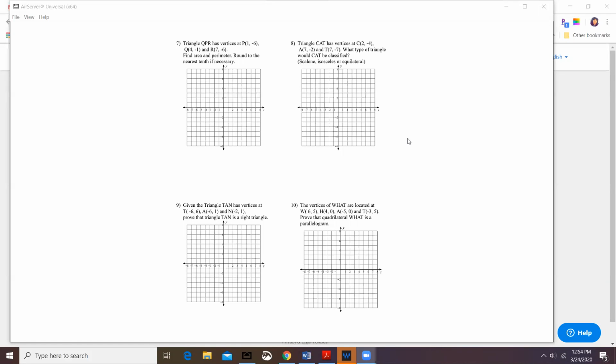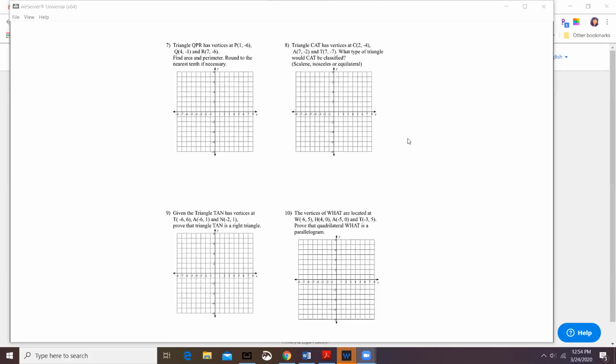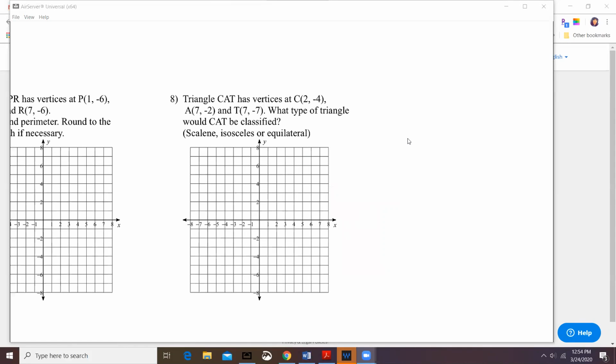Okay. So for number 8, we're going to go ahead and plot these points. So C is at 2 comma -4, A is at 7 comma -2, and T is at 7 comma -7.